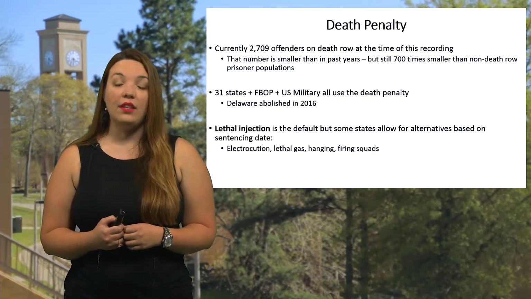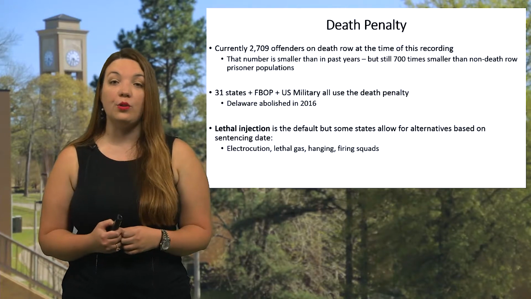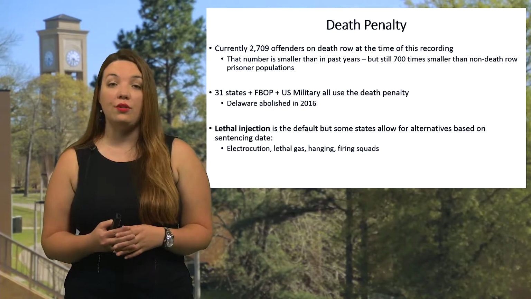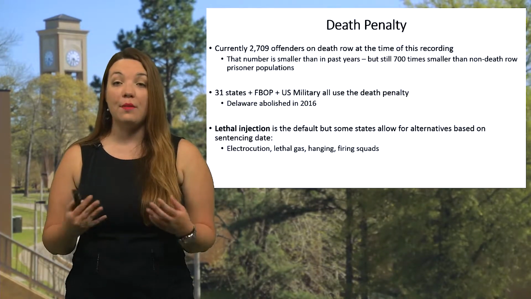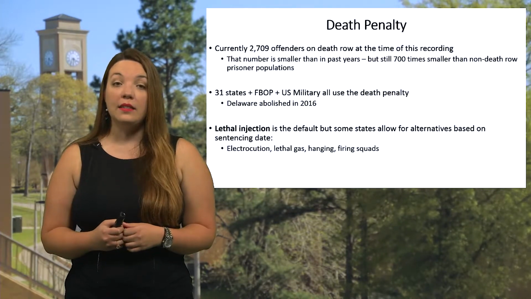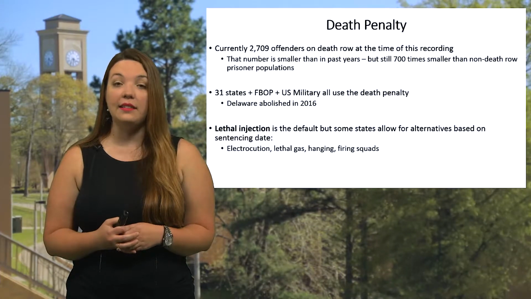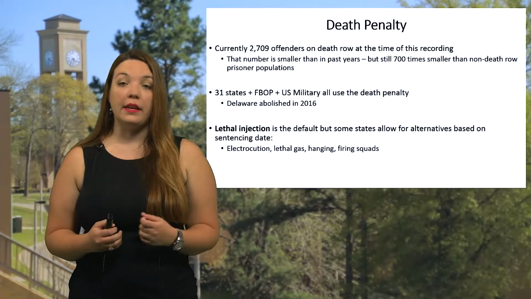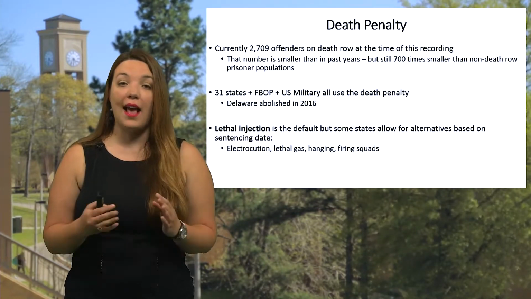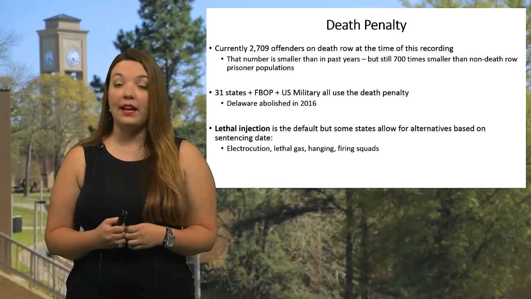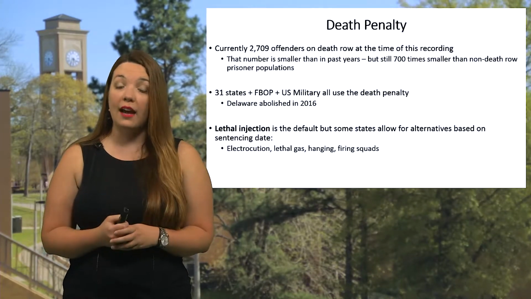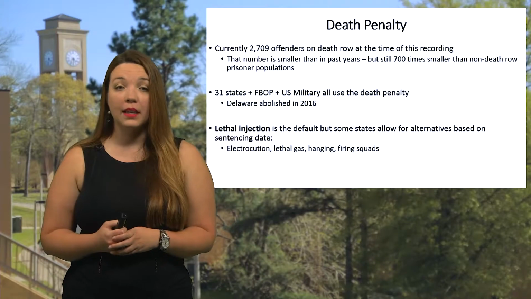Since 1973, 156 individuals have been exonerated due to issues regarding actual innocence and procedural errors. This statistic indicates that since the reinstitution of the death penalty in 1976, one person has been set free from death row for every 10 individuals who have been executed. That's a pretty staggering statistic, if you ask me.